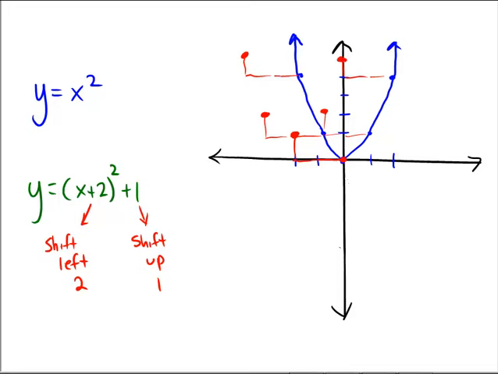So again, let's take our green to connect these in some way, and we got a green coming through there and coming through there. And so what happened to the parabola is that it got shifted left 2 units and then got shifted up 1 unit, and that's how you graph a translation.